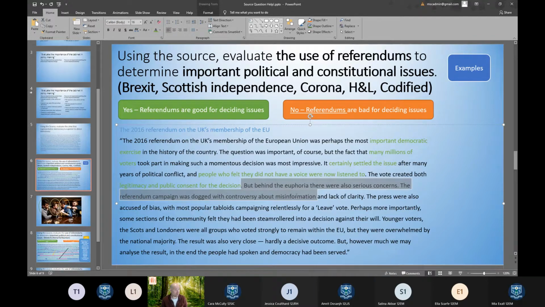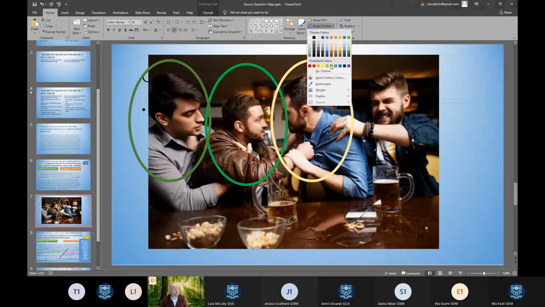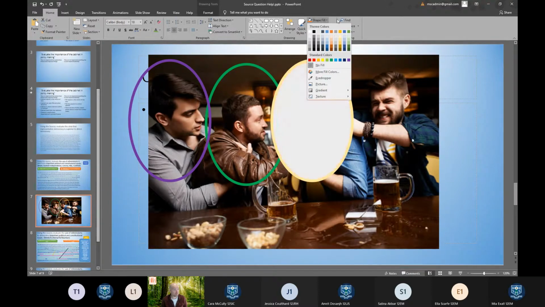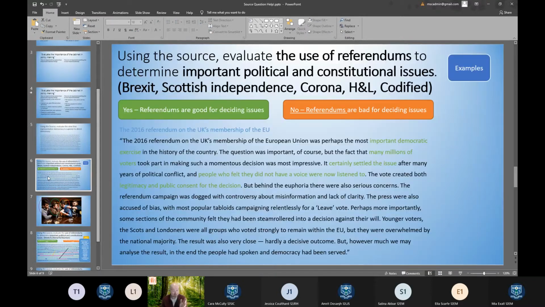And then the text goes on, but behind the euphoria, there are also serious concerns. So I can feel now that the text is about to change and give me the other side. So let's imagine that what we've just read is this bloke here making his case to say that referendums are great. To make it very clear, let's say this is green. Let's change our color here to something a bit more neutral. So we'll go purple. So now we're about to hear from the other side that's going to present it in. Now remember, not all sources will present both sides of the argument. Technically they're supposed to, but they don't always. So now let's have a look.